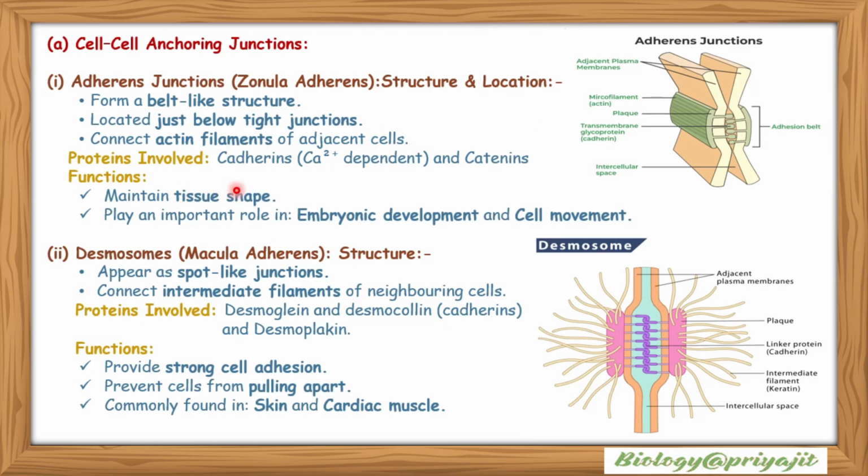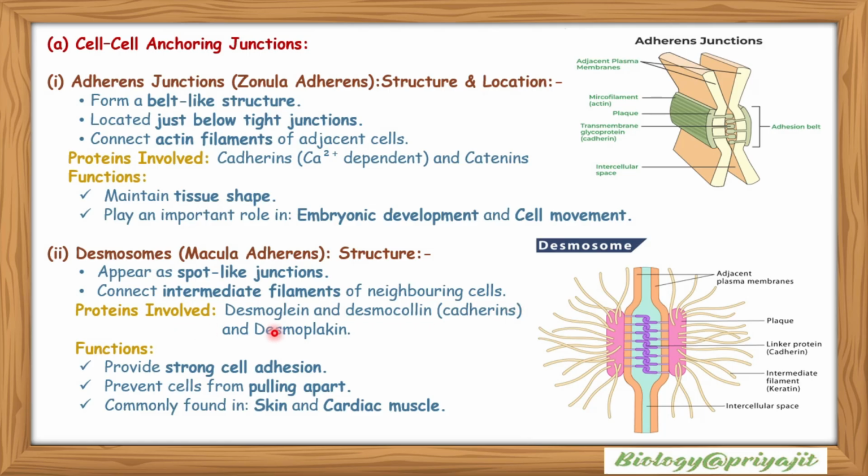Proteins involved are cadherins, which are calcium dependent, and catenins. They maintain tissue shape and play an important role in embryonic development and cell movement. Desmosomes or macula adherens: structure, they appear as spot-like junctions. They connect intermediate filaments of the neighboring cells.